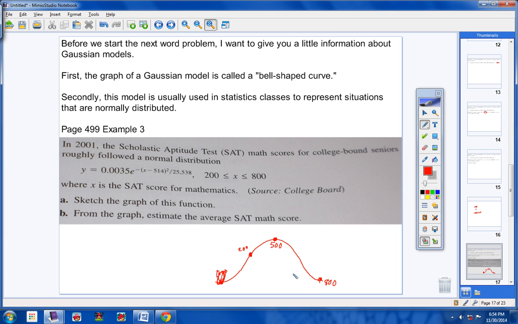Then we got a real problem. There's no way 500's the average. Do you see what I'm saying? So here's how we need to solve this. Please watch carefully. What I'm going to do is I'm going to put 200 into this equation.